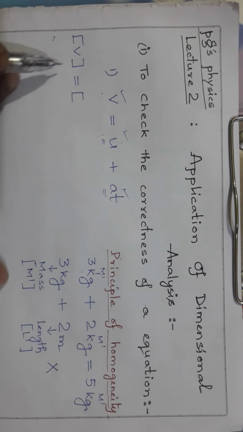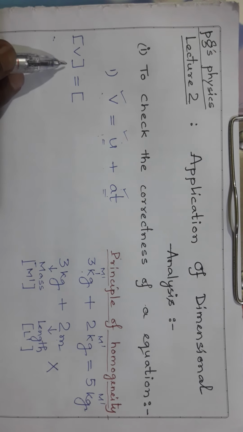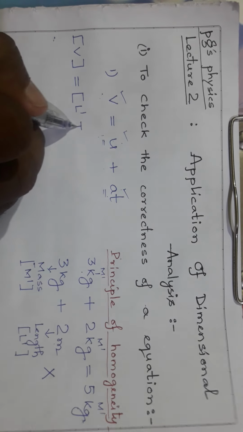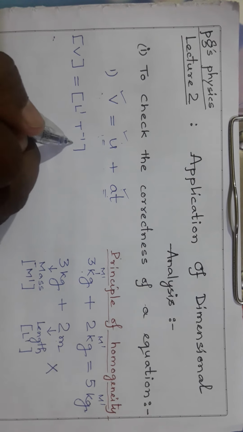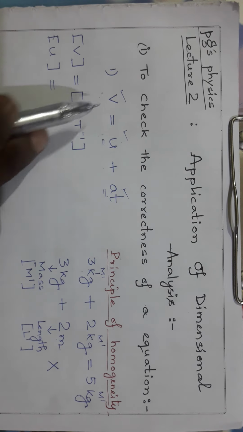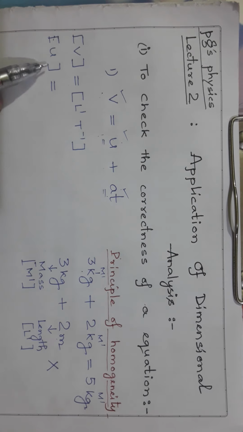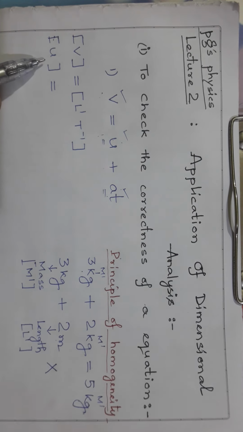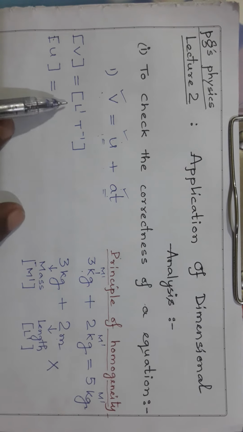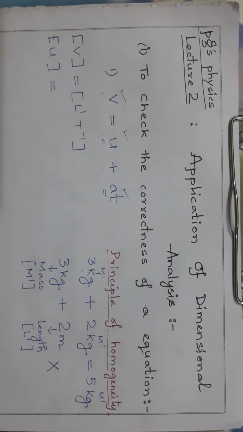First, v. What is v? V is velocity. And what is the dimension of velocity? It is L1 T minus 1. We have already learned this. Next one is u. What is u? U is initial velocity. So this is also velocity. So the dimension will be the same, L1 T minus 1.